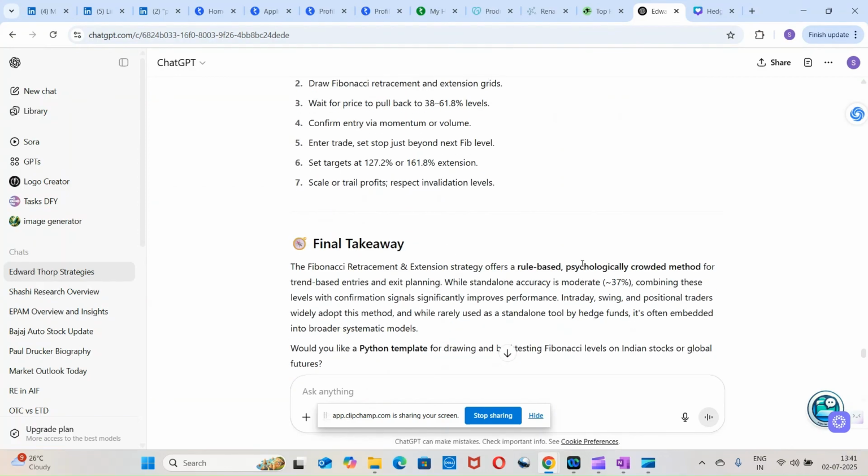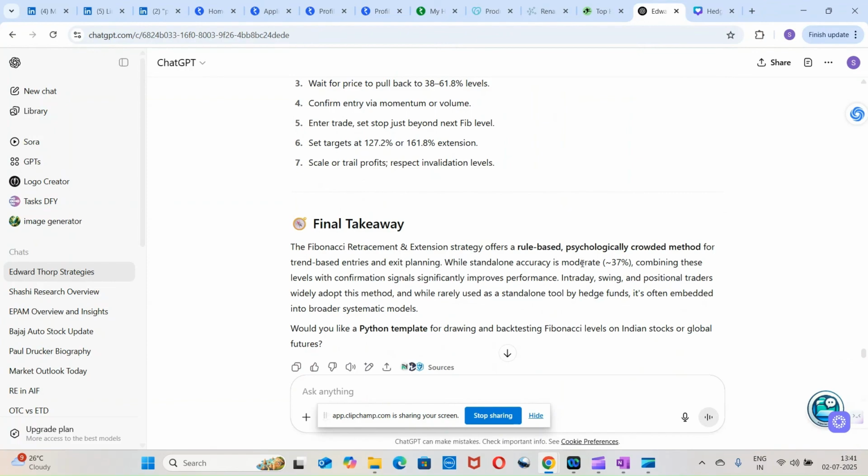This fib retracement and extension is basically a natural phenomenon occurring in the universe, which is applied to financial markets. It's a rule-based, psychologically crowded, technical method to identify trend-based entries and exits. Accuracy is very low, 37% on its own, but if you combine it with other signals like trend, momentum, and volume, the performance can be improved. Intraday, swing, and positional traders widely adopt this method. Hedge funds rarely use it as a standalone tool; they often embed it with other systematic tools.